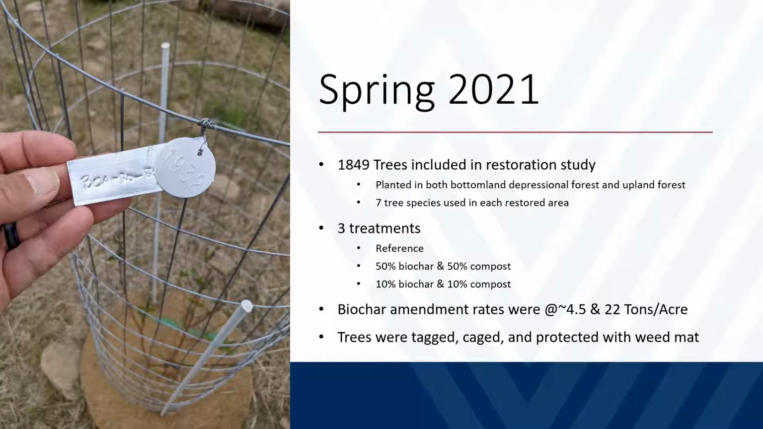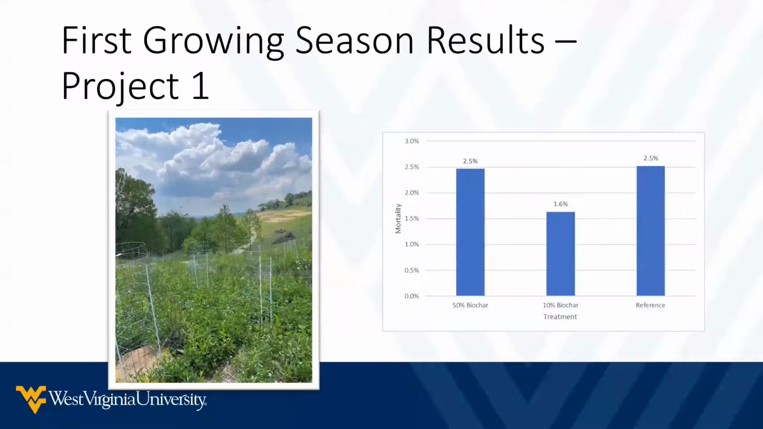Every tree in the study, 1,800 trees, was tagged, caged, and protected with a weed mat. So you can see one of the trees here in this study. That's actually a shrub, a red osier dogwood, that was used in the study. You can see it there in the picture. So a lot of intensity into this. Hopefully, everyone will know why we cage the trees, right?